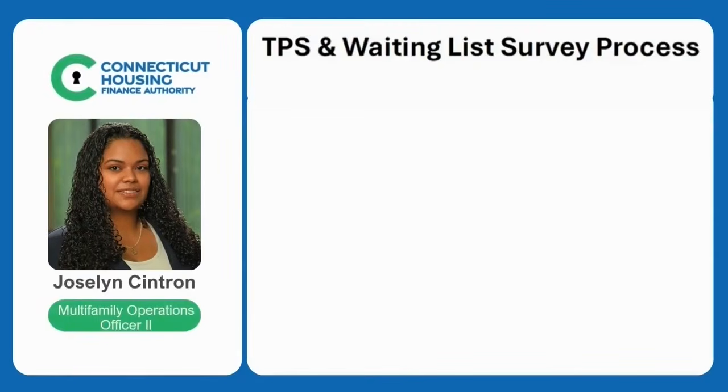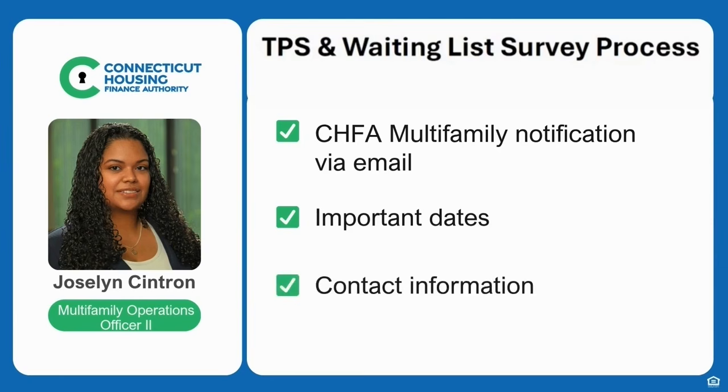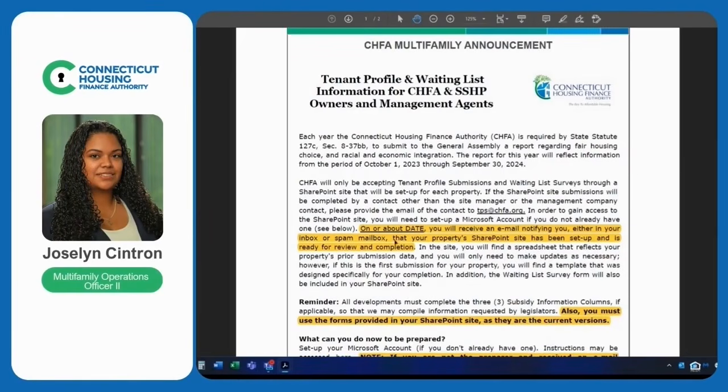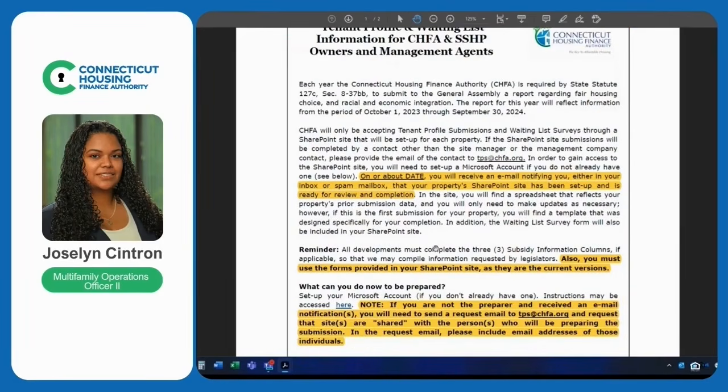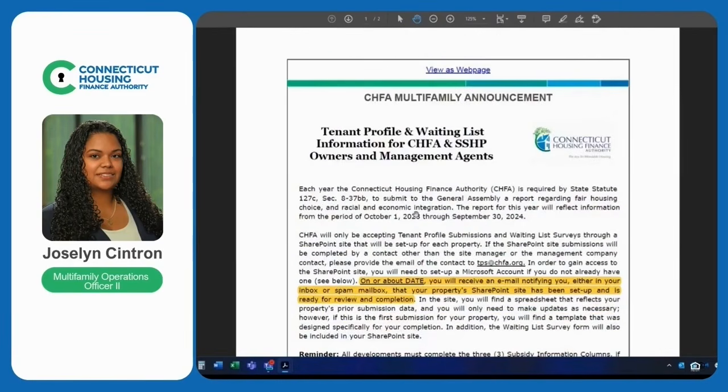We will begin by talking about, prior to the TPS being launched, a CHFA multifamily announcement e-blast will be sent out that contains important information such as what dates to keep in mind and other pertinent information such as who to contact for assistance and due dates. It will look something like this. Highlighted areas are the most important as it will tell you what dates to look for and things to keep in mind. So please make sure that you look for this email somewhere around mid-July.